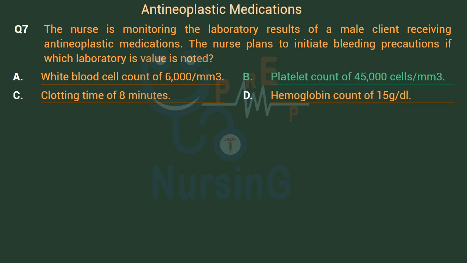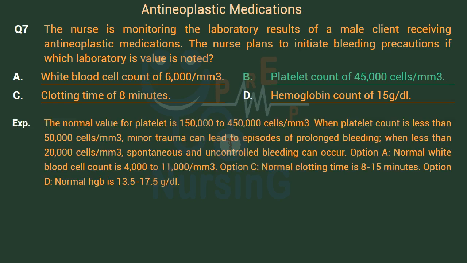Platelet count of 45,000 cells/mm3. The normal value for platelets is 150,000 to 450,000 cells/mm3. When platelet count is less than 50,000 cells/mm3, minor trauma can lead to episodes of prolonged bleeding. When less than 20,000 cells/mm3, spontaneous and uncontrolled bleeding can occur.